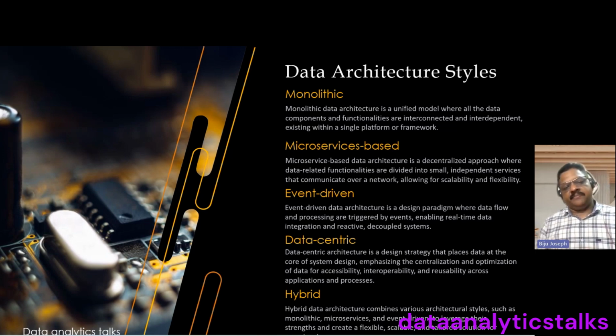So that is event-driven. Then we have something called data-centric. A data-centric architecture is a design strategy that places data at the core of the system design, emphasizing the centralization and optimization of data accessibility, interoperability, and reusability across applications and processes. And finally, we have the hybrid data architecture style. A hybrid data architecture combines various architecture styles such as monolithic, microservice, and event-driven to leverage their strengths and create a flexible, scalable, and tailored solution for a complex data ecosystem.